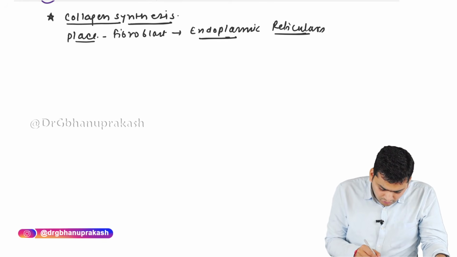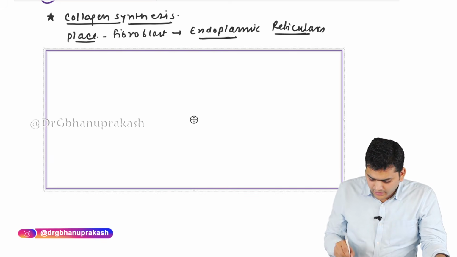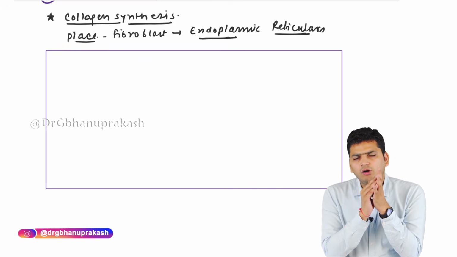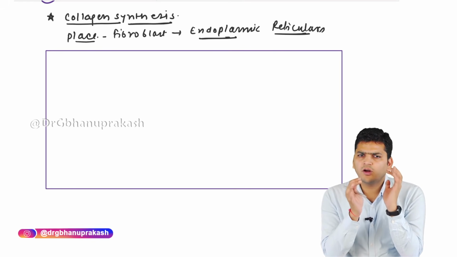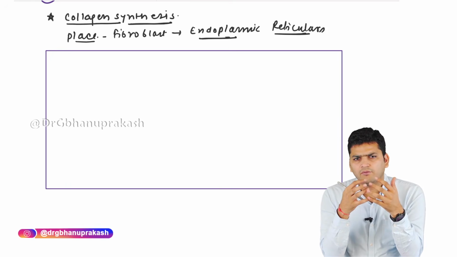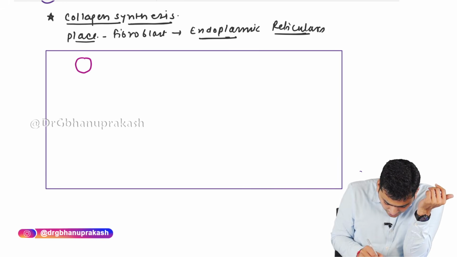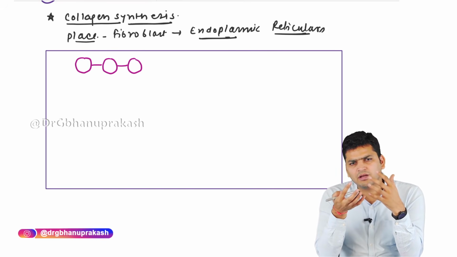So for better understanding, if I make a fibroblast, say this is a fibroblast, here we are going to make the collagen inside the fibroblast. Now, till now, what we know about collagen is that collagen is a protein. Protein means what? A chain of amino acids, right? So now the question arises, in collagen, which amino acids do we have? We are saying that collagen is a protein, and proteins are made up of amino acids.